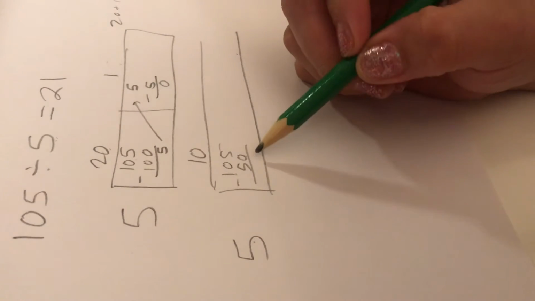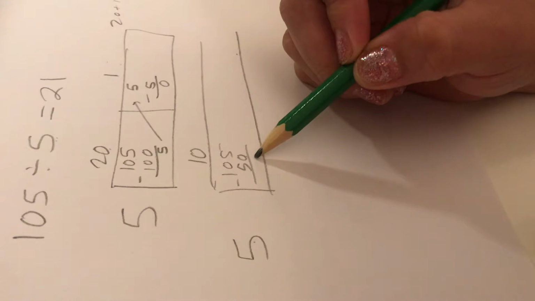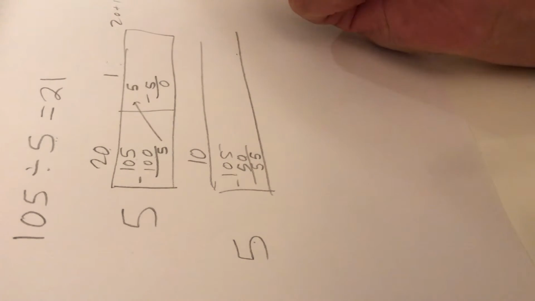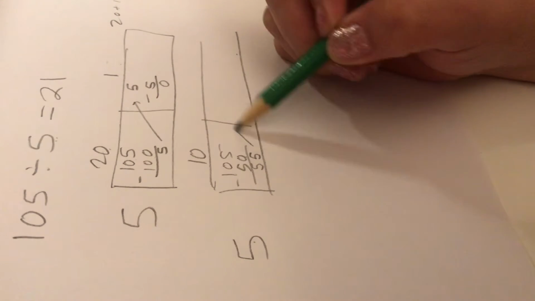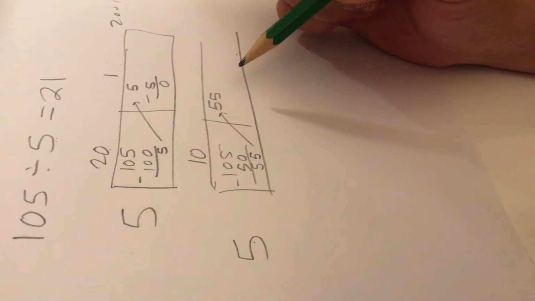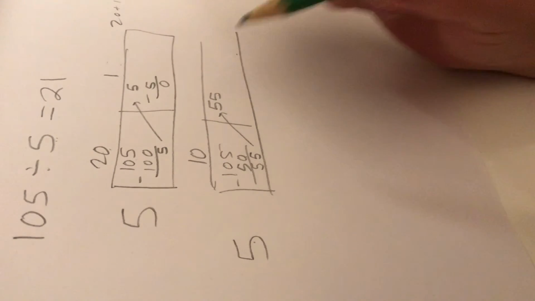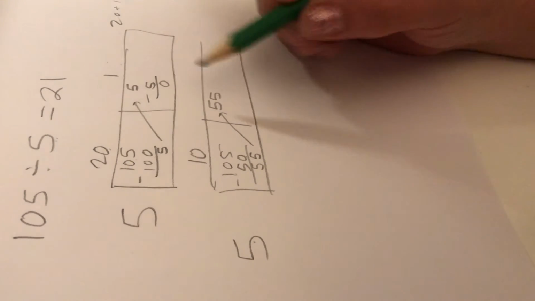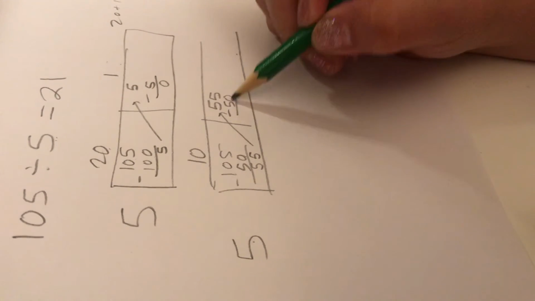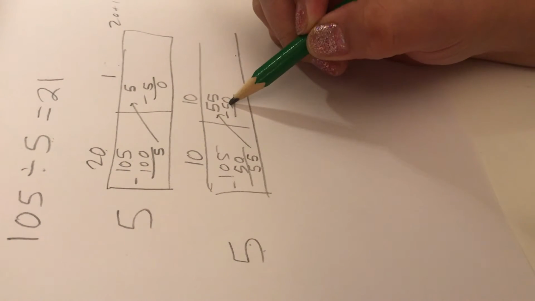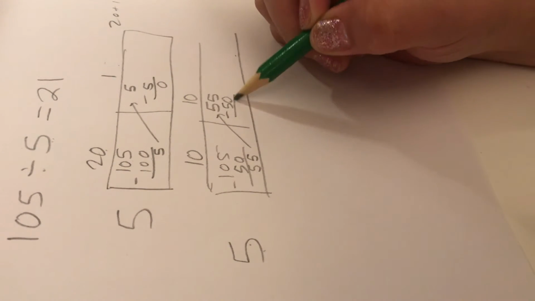Now we're going to subtract that, and we end up with 55. I'm going to take that number to another section, and then I'm going to divide that 55. Again, I can subtract 50 because it is a multiple of 5, and 10 times 5 equals 50. So 55 minus 50 equals 5.